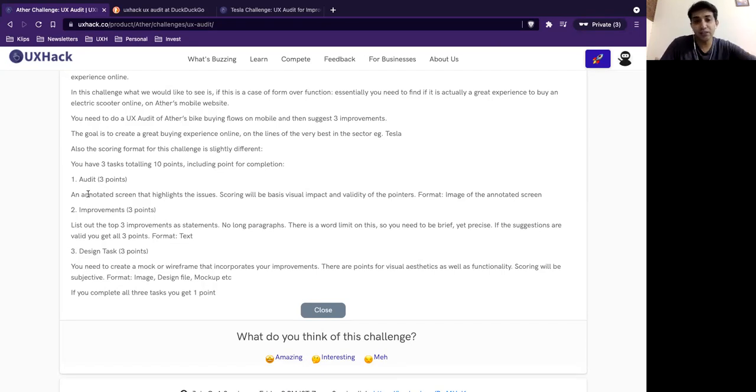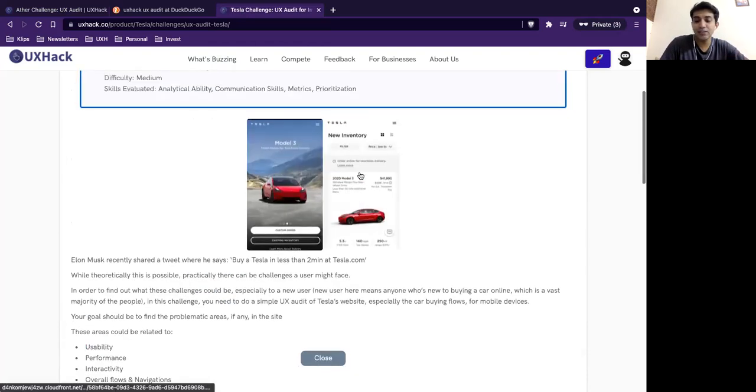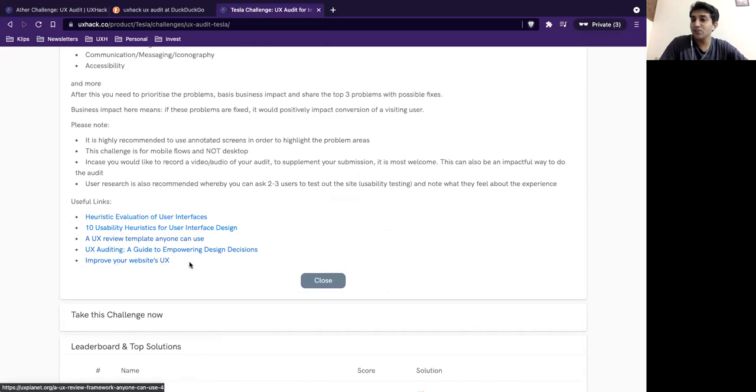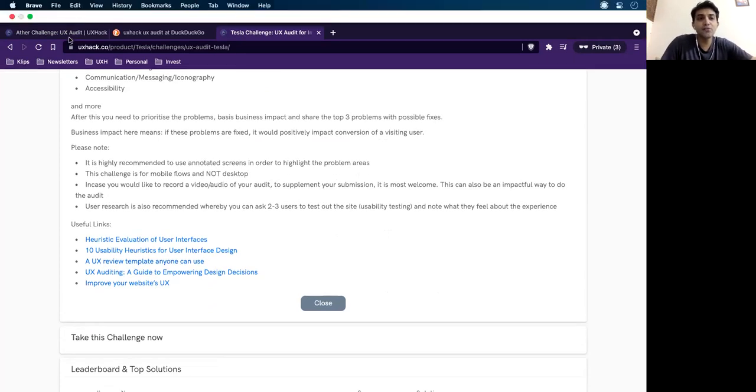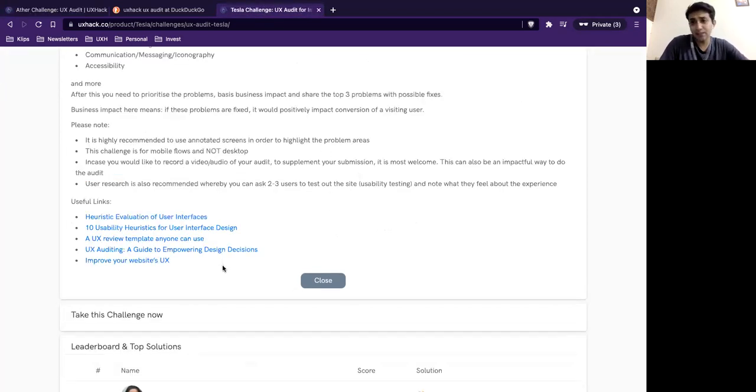We don't want text here in the audit, right? The way you do the audit, obviously there are different ways, techniques, methods. In fact, an interesting challenge that you should look at is a Tesla challenge that we did, and the reason why I'm citing this one is because of the links that we've shared there, right? I'll share the link to this challenge as well as some of the ones that are really relevant. How to do an audit, here is the format: it has to be an image, but how to go about the exercise, that's up to you.